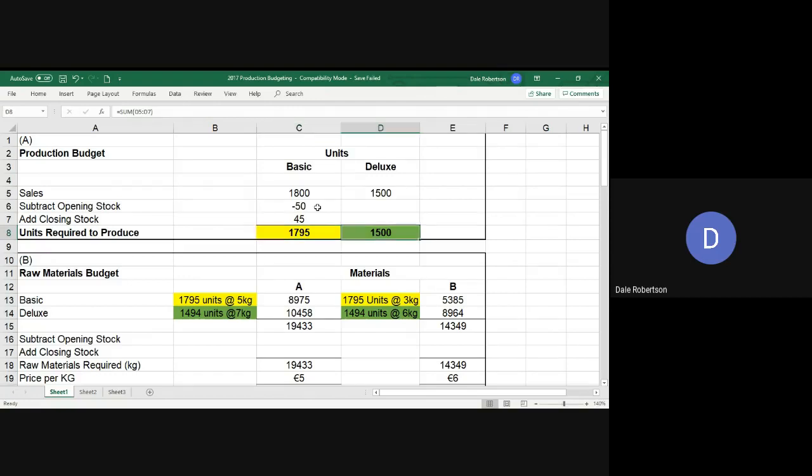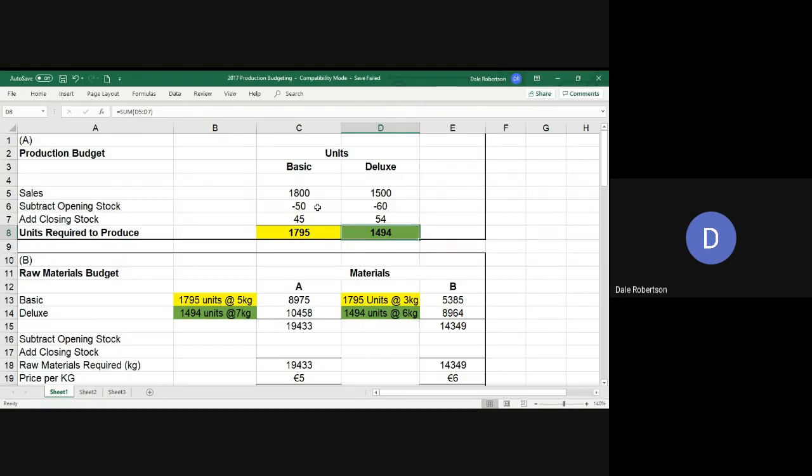And that means you get 1795. That's a really key number throughout the whole question. So it's important we get this right at the start. Likewise, the opening stock of deluxe products is 60. We need to reduce or minus that because we do not need to produce that. But we do need to produce the closing stock, and the closing stock is 10% less than that, which is 54. And that is part A of the question done. We need to produce 1795 basics and 1494 deluxe products. And there's actually 12 marks. We're getting part A done there, really easy.